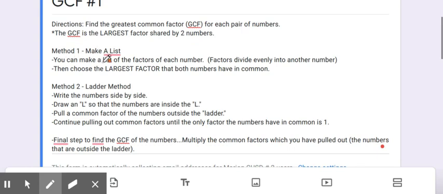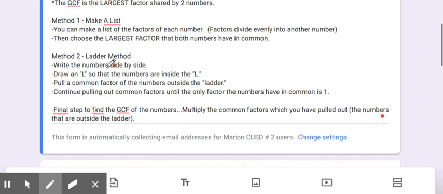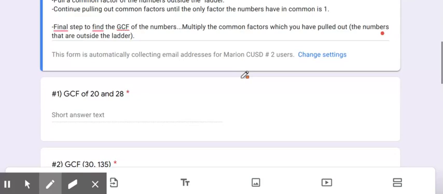We can make a list, and after we make the list, we can choose the largest factor that both numbers have in common. Or method number 2, we can use the ladder method. And in this video, I'm going to show you more examples of the ladder method. So here, number 1, we want the GCF, the greatest common factor of 20 and 28.